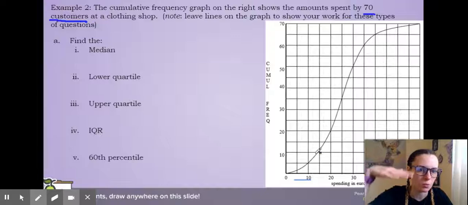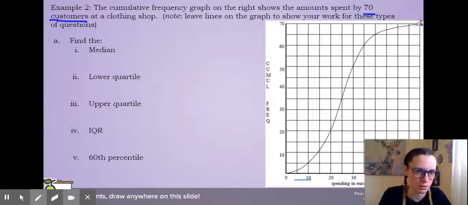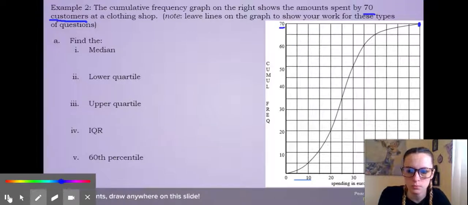You want to look to see where the curve ends, what that last data value is, and over to your y-axis. That's how many total data values you had. In this case, it is the top of the graph, but it's not always. So just make sure you look for the end of the graph and over to the y-axis for what it is.